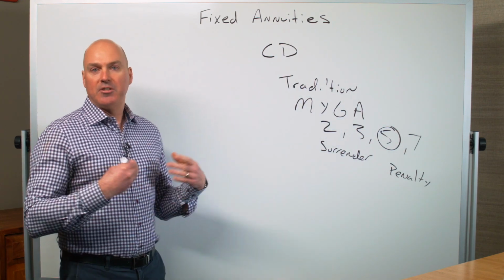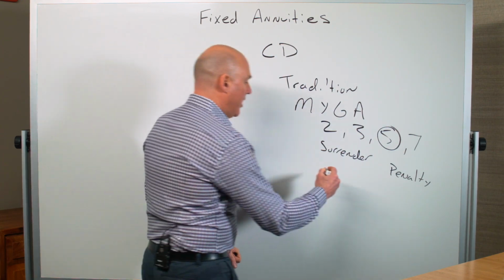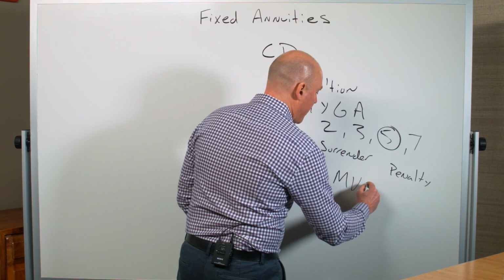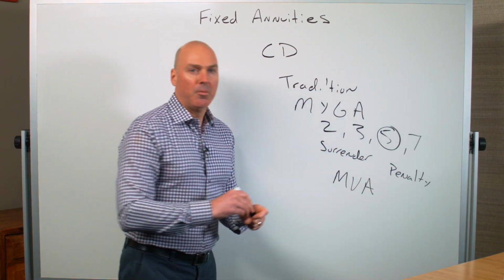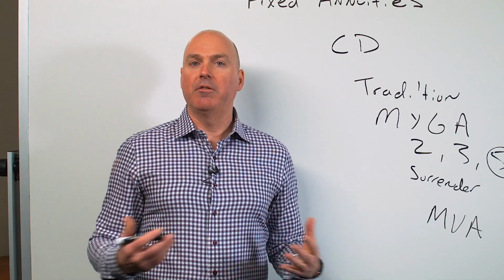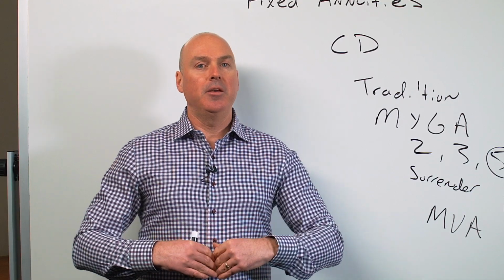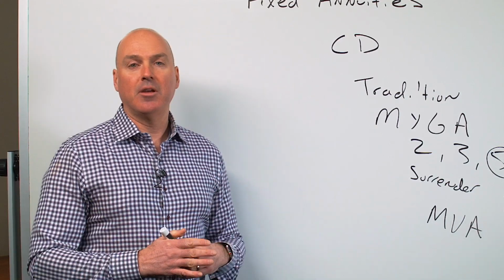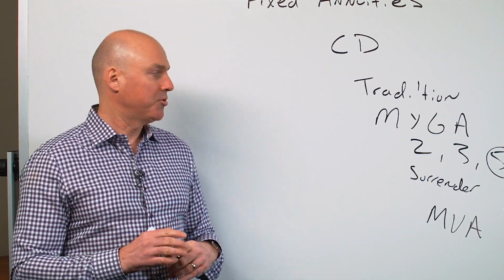But with these fixed annuities, you also could get hit with something called a market value adjustment. Basically, just like most other fixed income instruments, the value of those instruments goes up and down depending on where interest rates are.